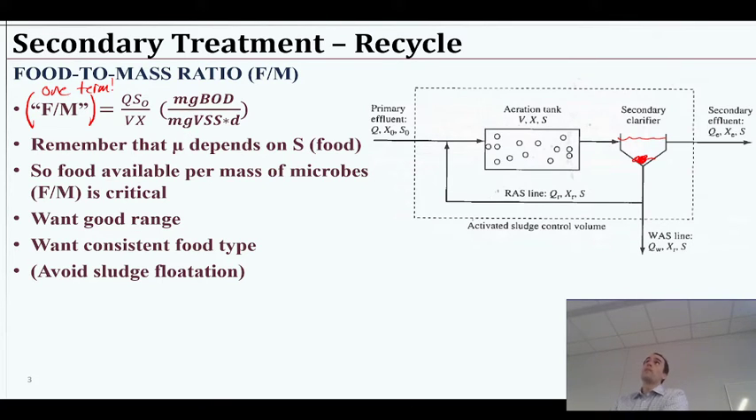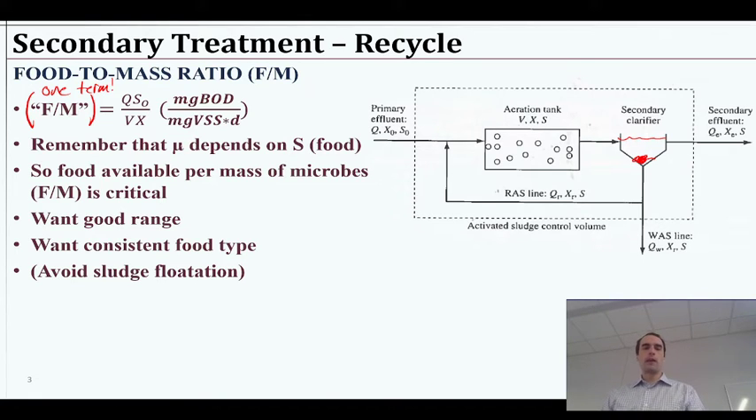That's a volume per time times mass per volume. That gives us mass per time. Right? So that's a rate at which mass is being added, and we're going to divide that by volume times concentration of bacteria. The volume times concentration leaves us with just mass. So that's a mass of food per mass of bacteria per time. Okay, so that's what we're talking about with food to mass ratio. So typical units would be something like milligrams BOD per milligrams VSS per day.